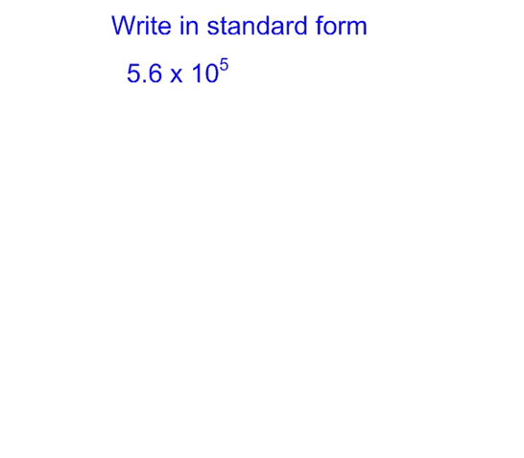To go from scientific notation to standard form, the first thing that you need to do is ask yourself, is this going to be a large number or a small number? And if it's going to be a large number, because the exponent is positive, the decimal is going to go to the right. And if the exponent is negative, the decimal is going to go to the left.